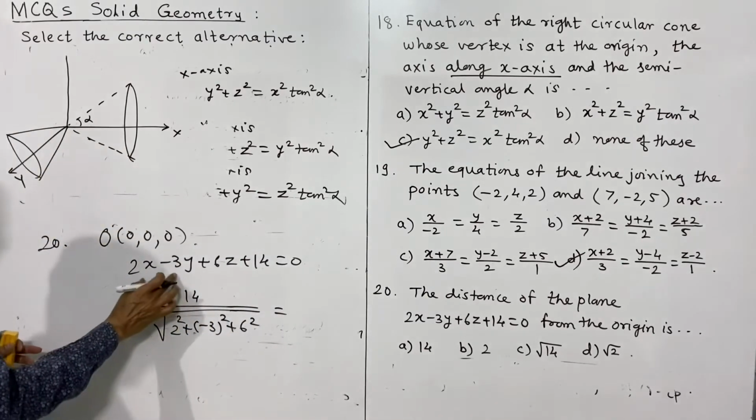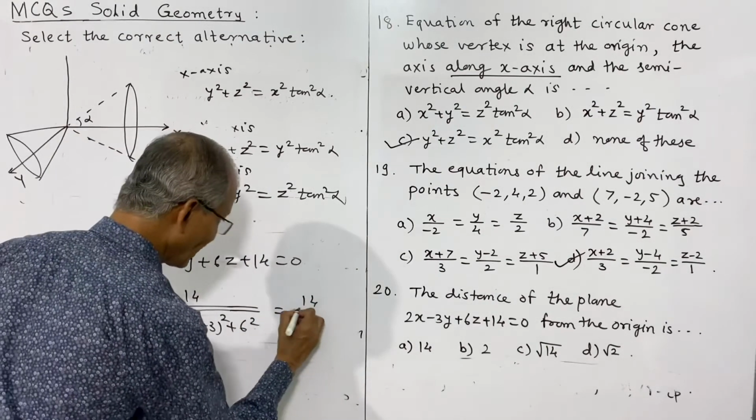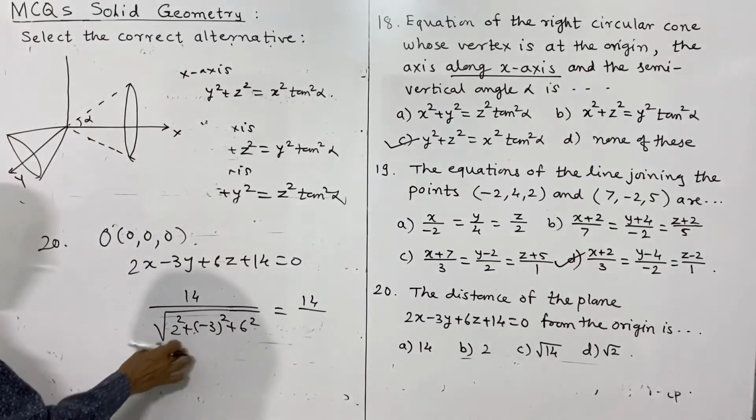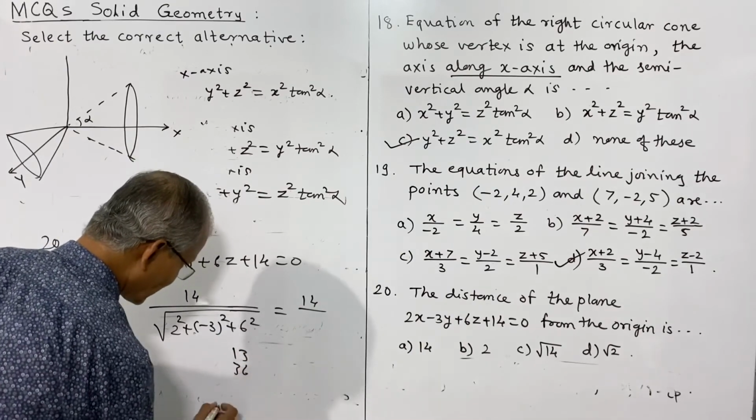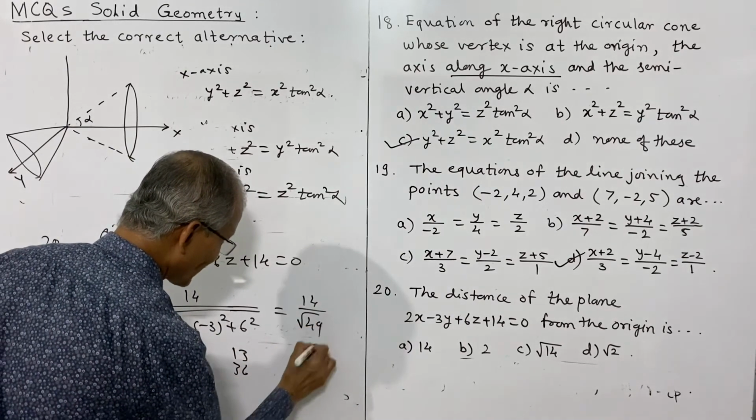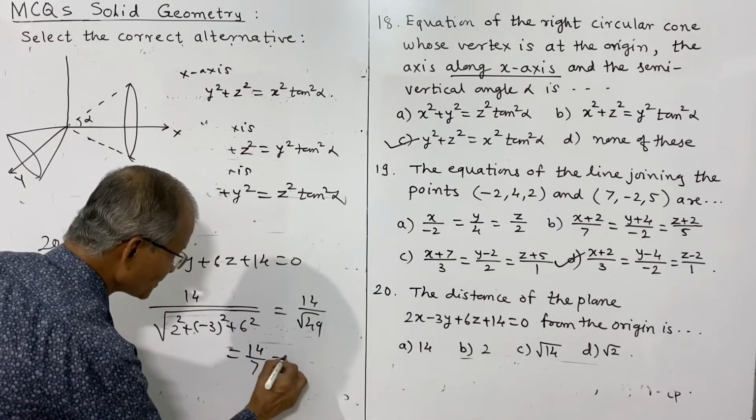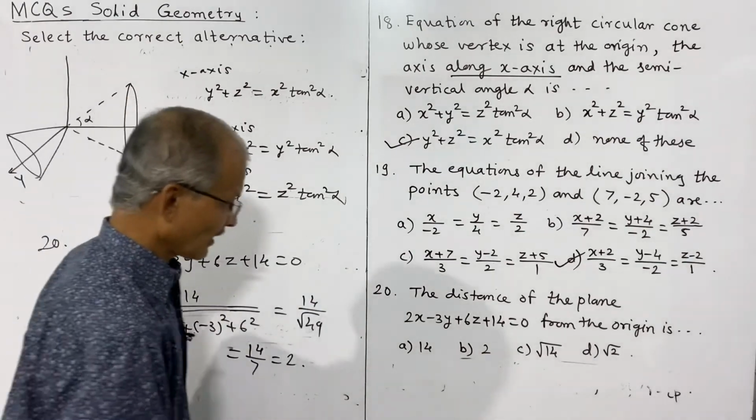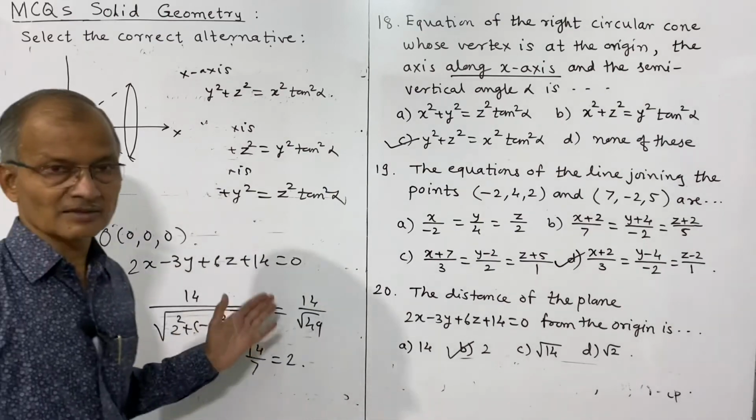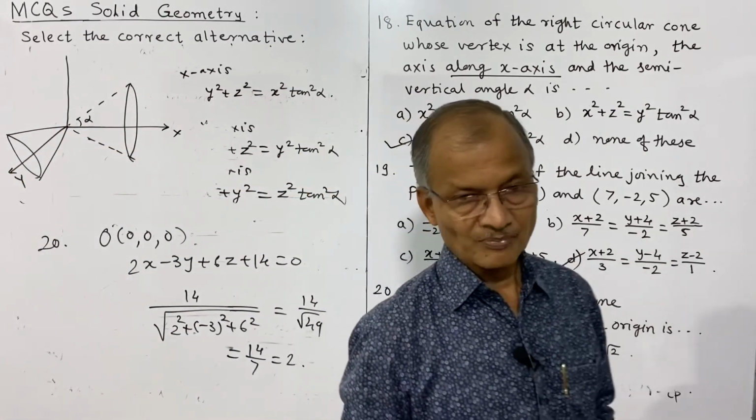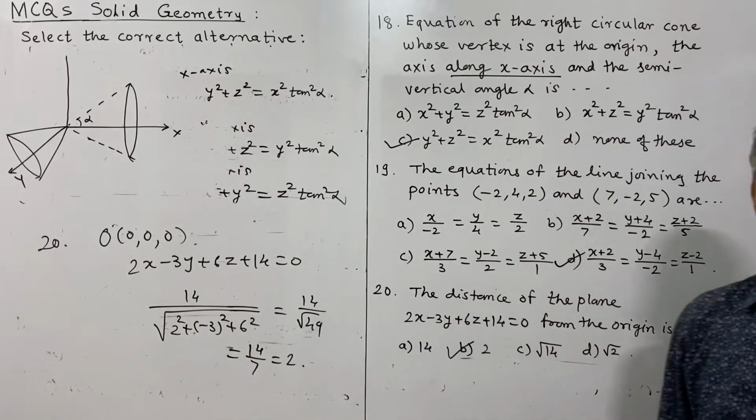So that is 14 divided by the root of 4 plus 9, that is 13, plus 36, that is 49. The root of 49 is 7, so 14 by 7, which is 2. So the correct alternative is 2 for this one. Here the direct formula is used. In this way we can solve the multiple choice questions on solid geometry.